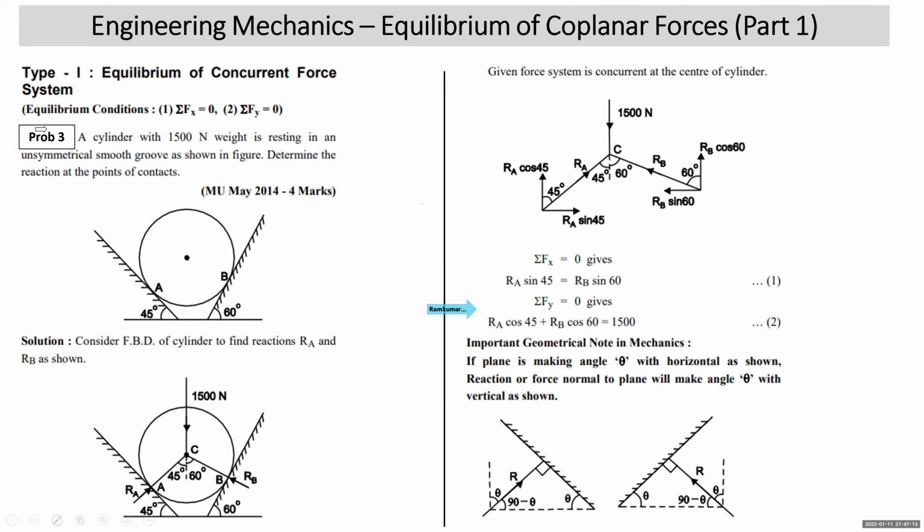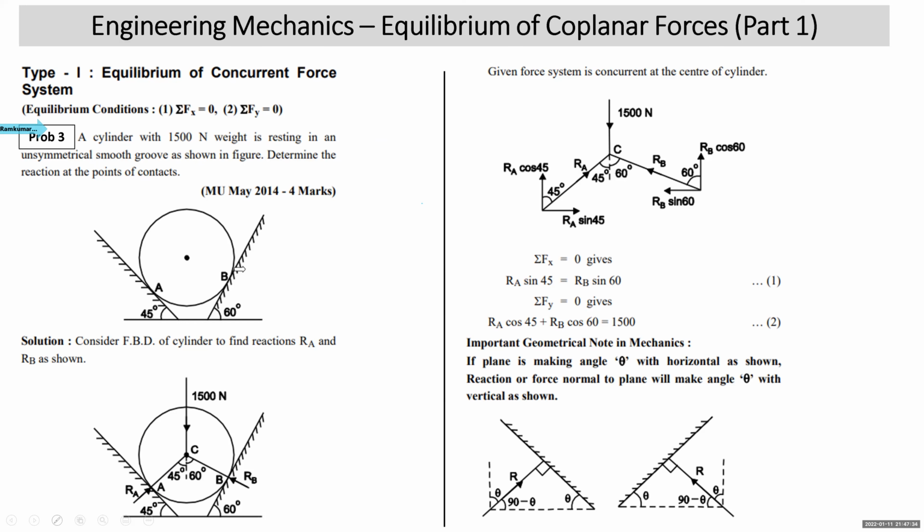This is the third problem I'm taking. There is a cylinder of 1500 Newton weight resting in an unsymmetrical smooth groove as shown in the figure. Determine the reaction at points of contact. So this is your cylinder. You have to consider that it is a circular body. This problem has been taken from a university examination of May 2014.